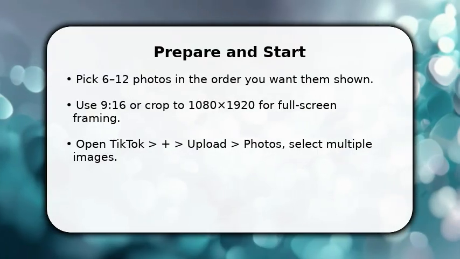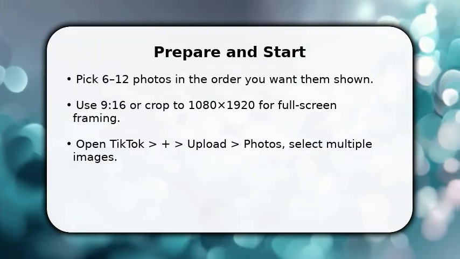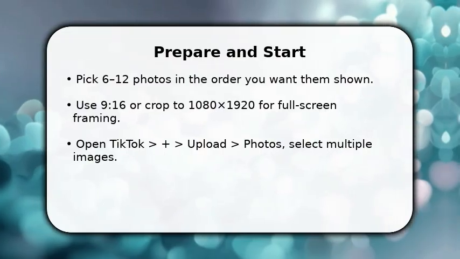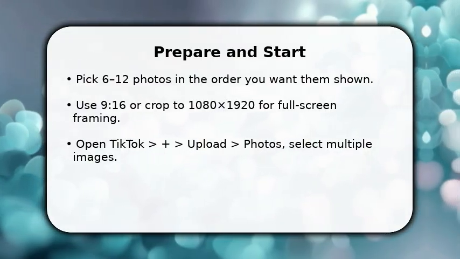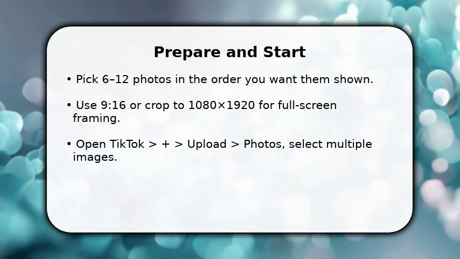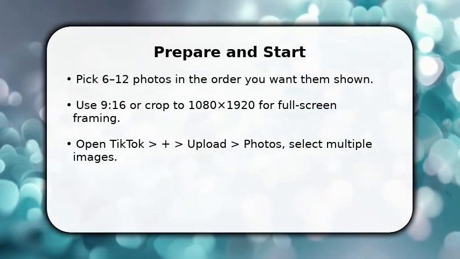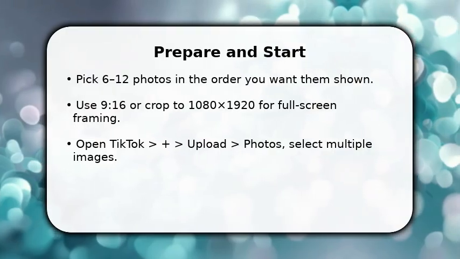You're starting with the images already chosen and cropped for vertical video. This saves time. Open TikTok and tap the plus sign, then upload and switch to photos. Select your first batch of pictures in the exact order you want. Once done, confirm selection and use the checkmark to import.